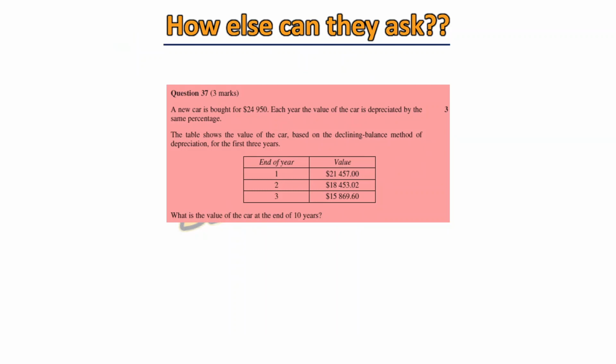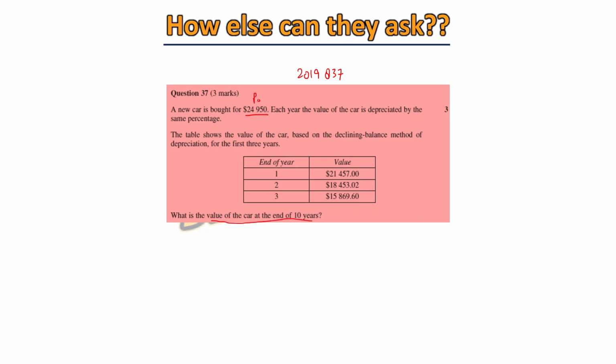Now, how else can these questions be asked? One of the very interesting ways this has been asked is in 2019, question 37. Though it's not too difficult, it's different than what it's been conventionally asked. You're told that a new car is bought for 24,950, and each year the value of the car is depreciated by the same percentage. So you've been given this table, and then what you've been asked is what is the value of the car at the end of 10 years.